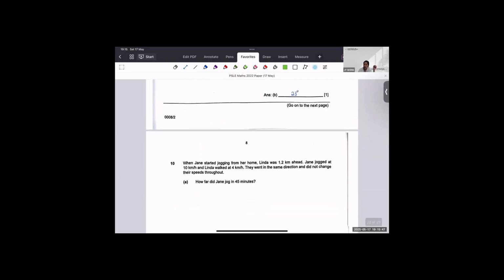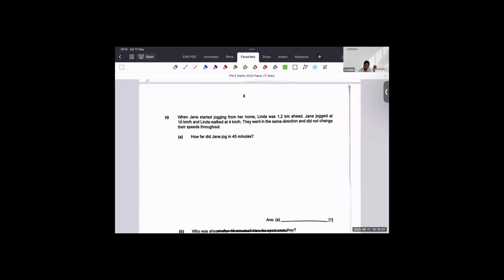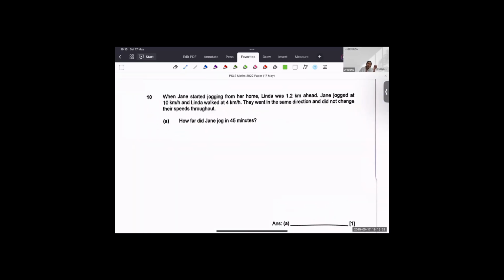Done. Next one, I see answers already. Okay, this speed question is how many marks? 3 marks. Last 2024 speed question was only 2 marks. Okay, now look at this question.